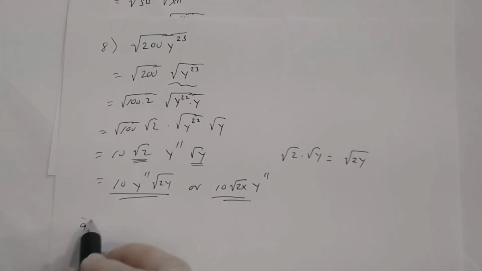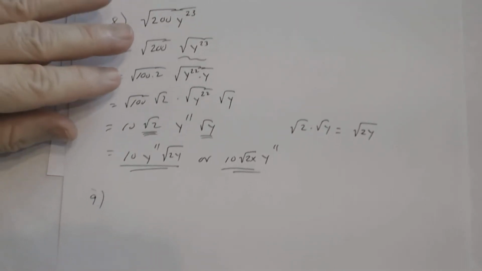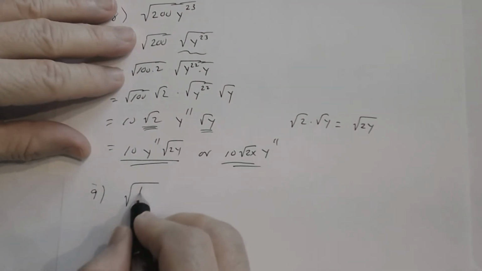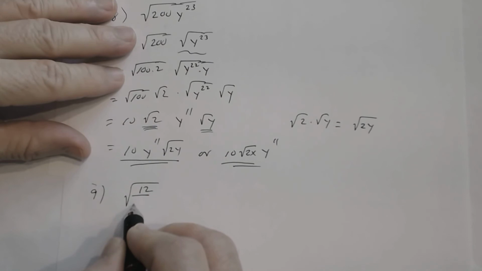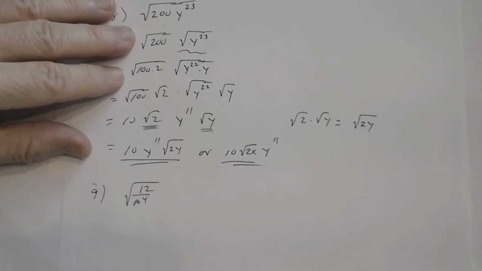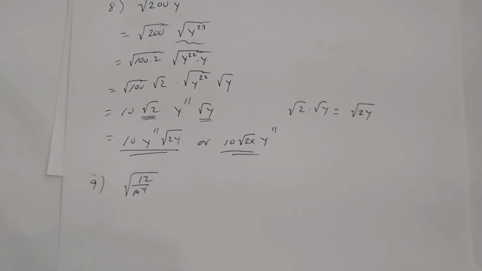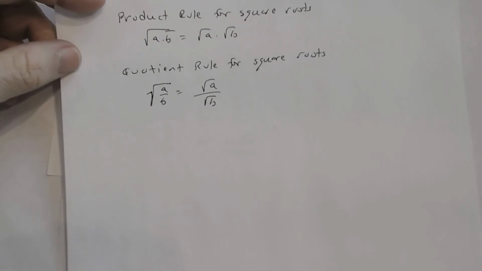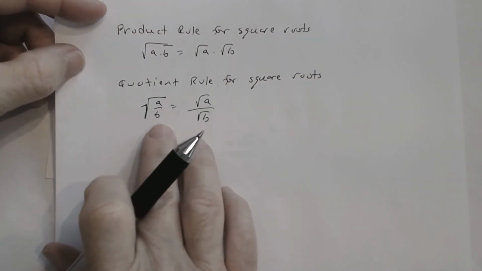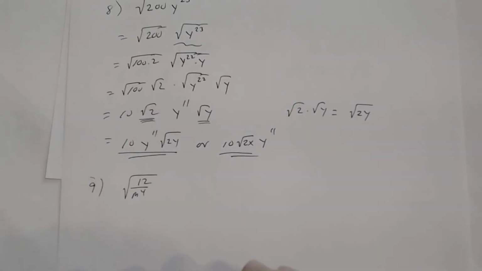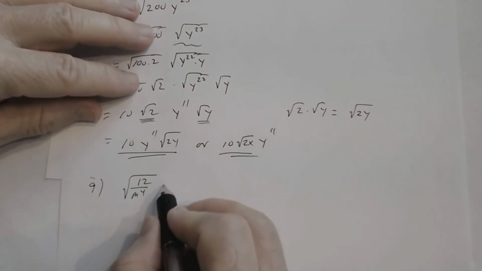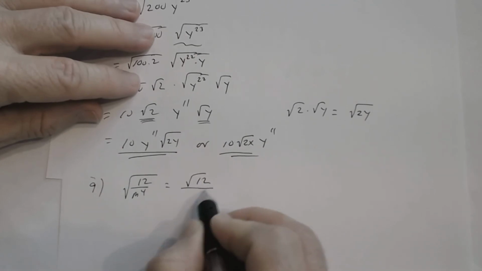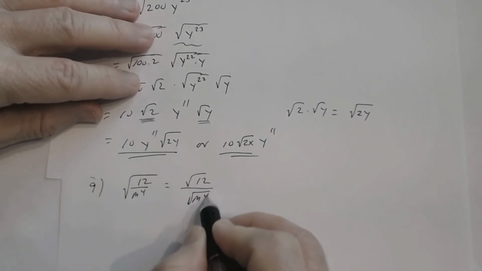Okay. Now let's look at number 9. Let's suppose we had the square root of 12 to the 12 divided by m to the 4th. All right. Now what rule are we going to use here? Do you remember the rule from the previous lessons that we talked about? So yeah, you're going to use the quotient rule, because I'm taking the square root of a fraction. So according to the quotient rule, I can rewrite this as the square root of 12 divided by the square root of m to the 4th.